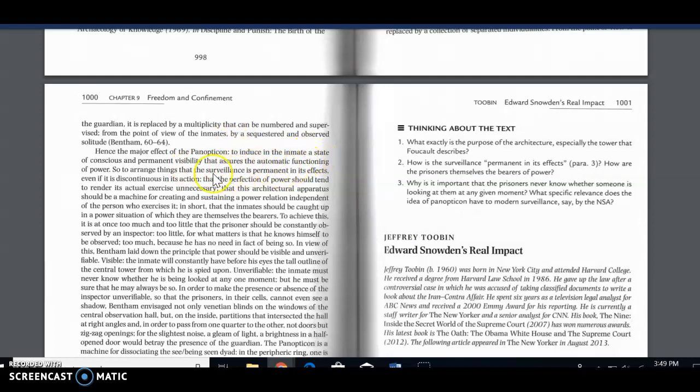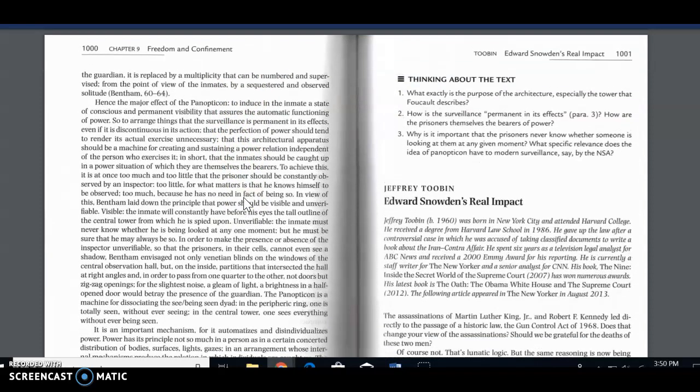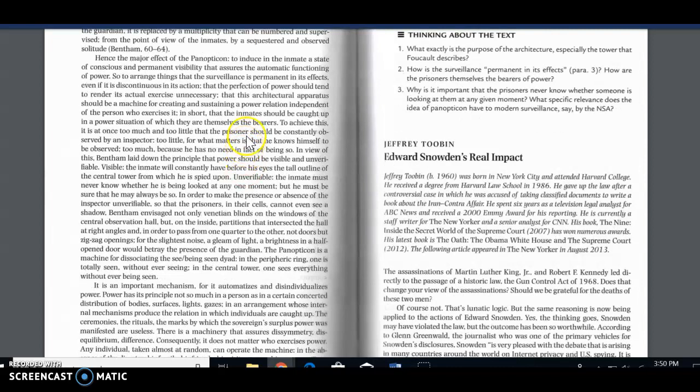We're going to come down here. When you think about this automatic functioning of power, you also want to think here, this architectural apparatus should be a machine. That's an important word. I wrote that on the side of my document here. For creating and sustaining a power relation independent of the person who exercises it. Okay? This is exactly what we're thinking about here. This is a machine that does not need to be constantly reminded. Once you have a successful Panopticon, we're building a criterion of what the Panopticon is. It becomes this machine that is automatic. What do we say here? Automatic functioning of power, right? This is where the theoretical comes in, right? So the blueprint doesn't matter as much as what Foucault is discussing here. More so, it is the idea that you are always being watched, always in a constant state of surveillance.